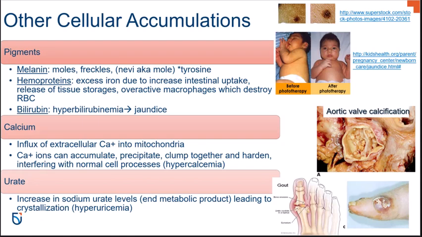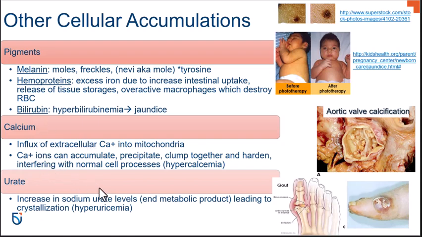The final type of cellular accumulation on this slide is called urate. In humans, uric acid or urate is the major end product of purine catabolism. Purines are natural substances that are found in the body, and when they're broken down, they produce urate. In normal circumstances, our body will be able to get rid of it through urination or with a bowel movement.